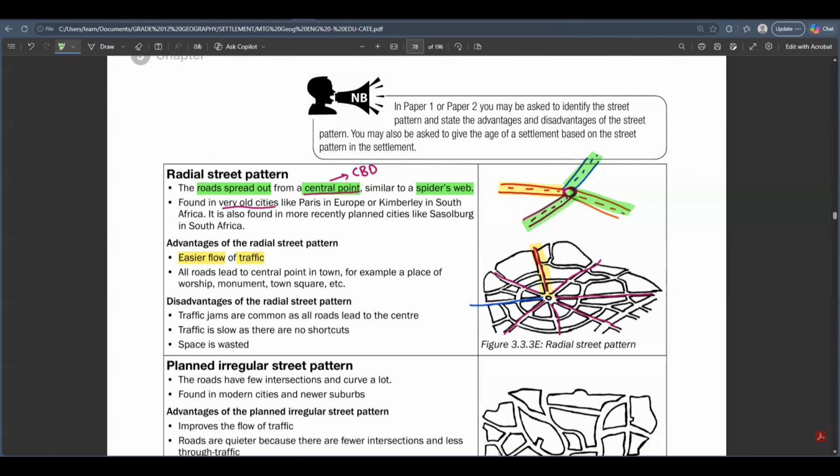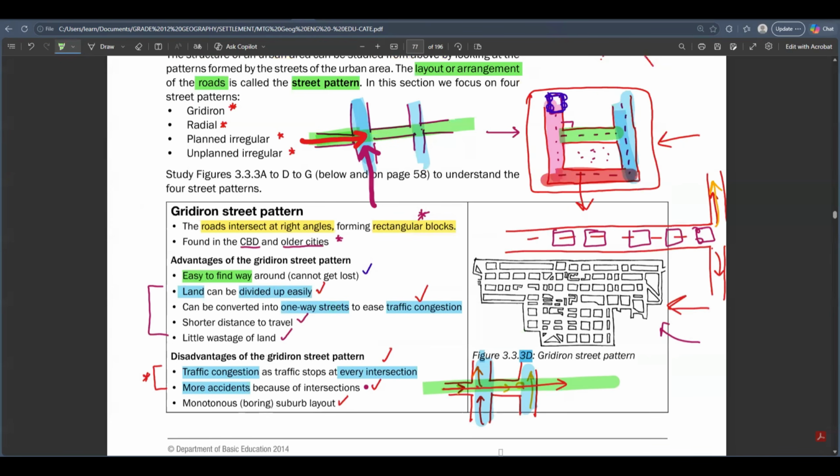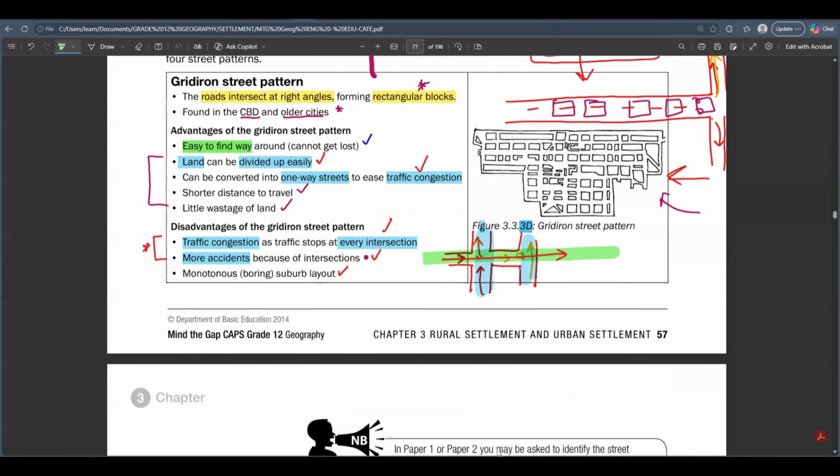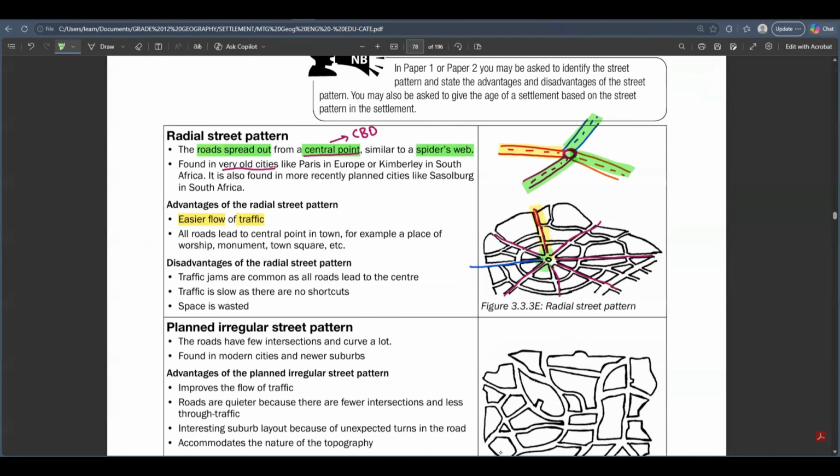It's just similar to the gridiron pattern. In the gridiron pattern, I say that there's easy traffic flow. When it happens that you need to go the other way, you can easily just turn and go the other way. But now in a radial straight pattern, it's even way better because there are many roads at the same point. So here at the central point, there are multiple roads to navigate to. So it makes traffic easily flow.